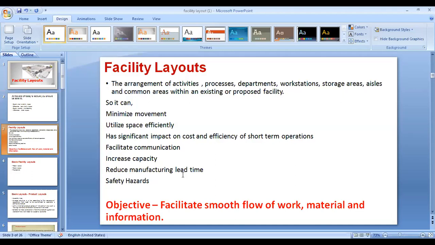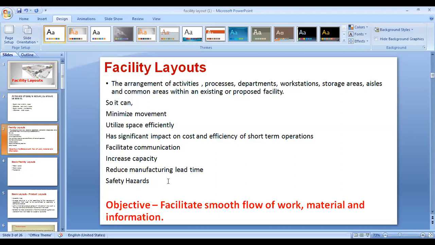So if you have the facility layout arranged in a very smooth manner, it facilitates very smooth flow of work. That means it reduces the lead time, from the point where you receive the order from the customers to the point where it gets delivered to the customers. That particular time duration would be reduced because it wouldn't have unnecessary movements. It would enable smooth communication. Because of these reasons, these perfect facility layouts reduce the manufacturing lead time.